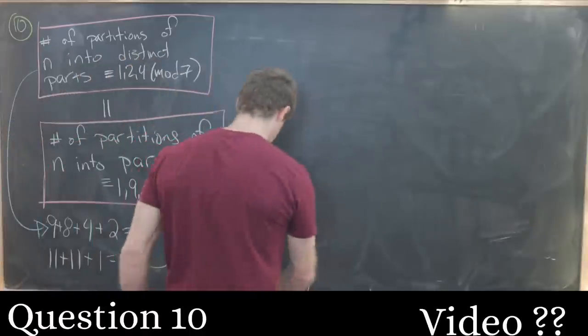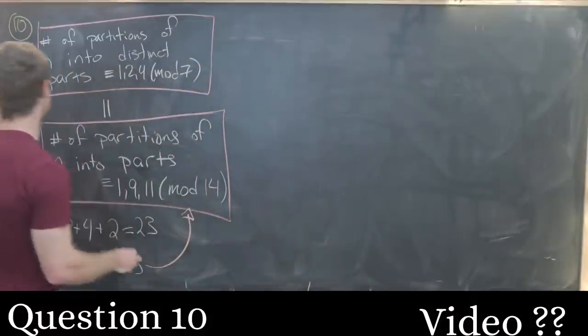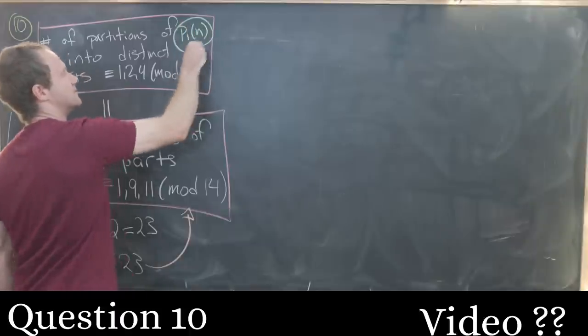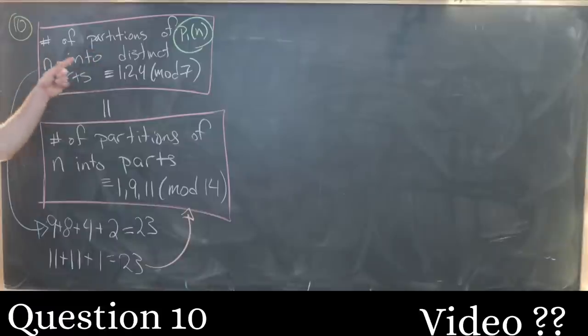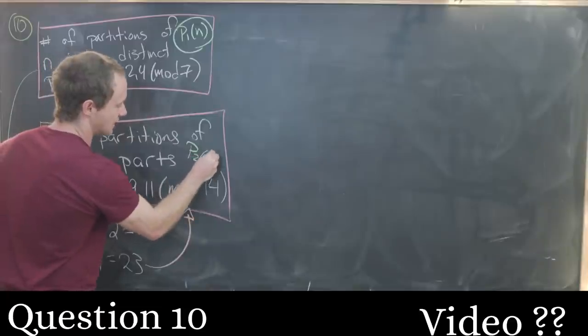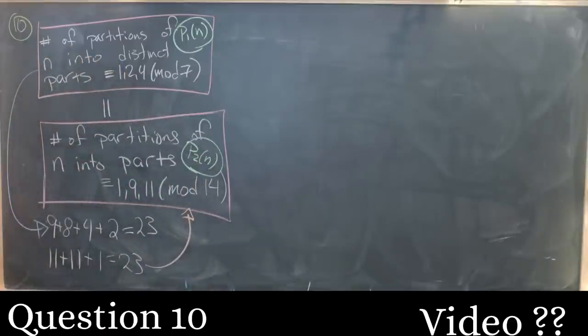Okay, so let's give this a name. Let's say this number right here is P1 of n. So that's how many guys are in this box. And then this number down here is P2 of n. That's the number of guys in that box.